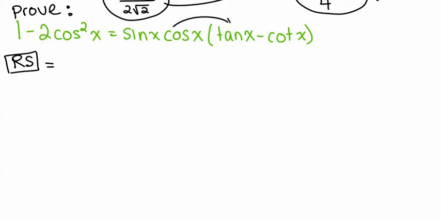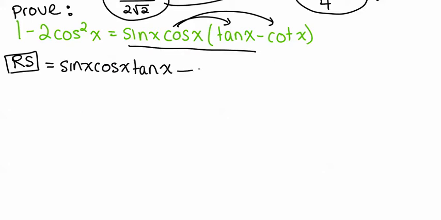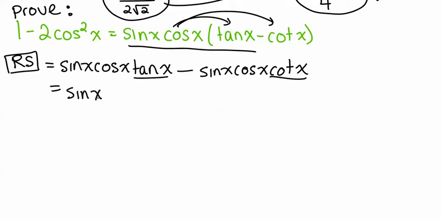I'm going to go right off the bat and multiply out my bracket to get rid of it. So I'm going to do sine x, cos x, tan x for my first set. So that's that times that. Minus, then I'm going to multiply by cotangent, so it's going to be sine x, cos x, cotangent x. And now I'm going to go ahead and change all my tans and cotangents to sine x over cos x.